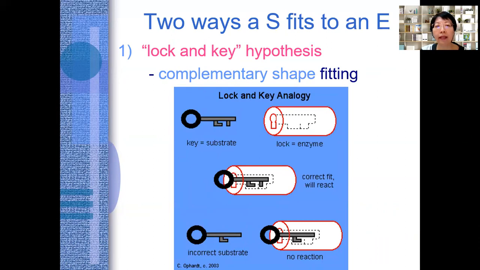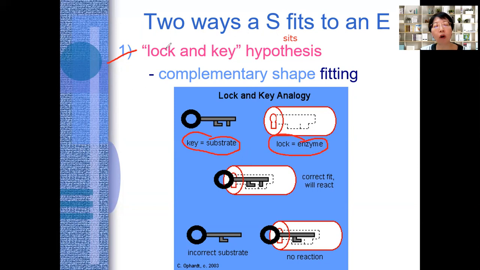So there are two ways the substrate can fit into the enzyme. Fit means sit into, so please learn these two words. Fit into means it can sit into. The first way is the lock and key hypothesis, where the shape of the substrate is like the key. It is complementary to the shape of the enzyme, which is the lock.